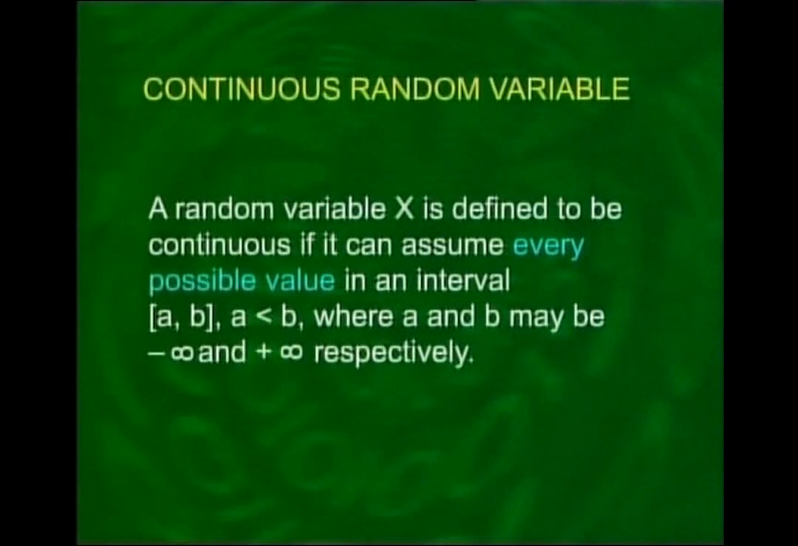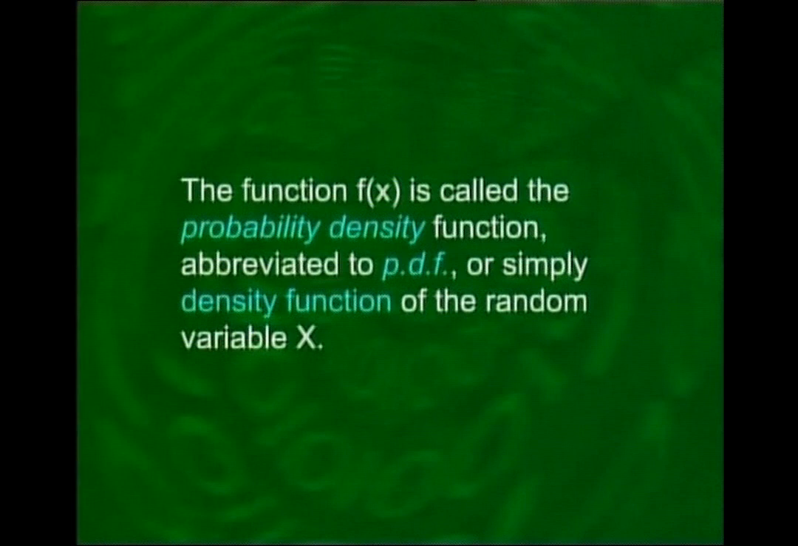As you now see on the screen, a random variable X is defined to be continuous if it can assume every possible value in an interval AB, where A and B may either be finite quantities or they can be minus infinity and plus infinity respectively. The function f of x in this situation is called the probability density function and it is abbreviated to PDF. Sometimes we simply say density function of the random variable X.